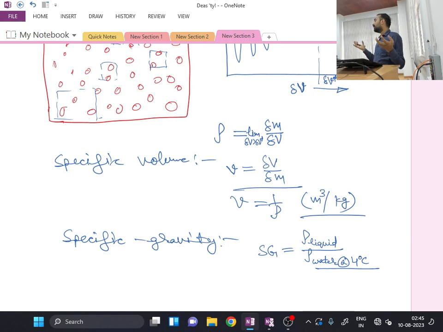For example, take liquid mercury. If I have to write down the specific gravity of liquid mercury, that will be equal to the density of mercury, which is how much?